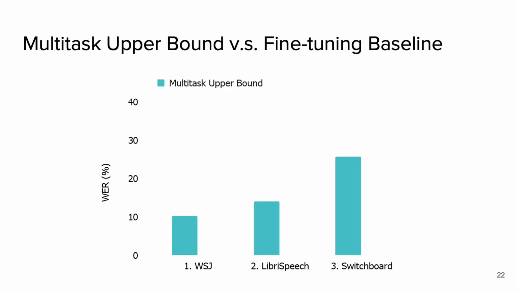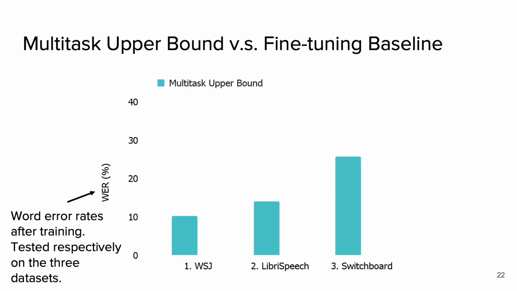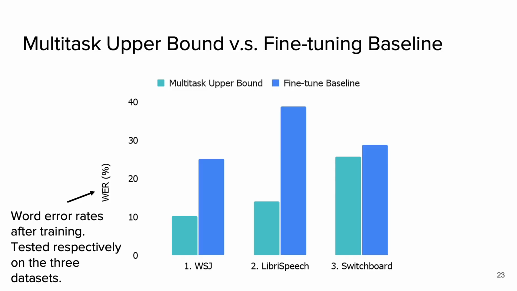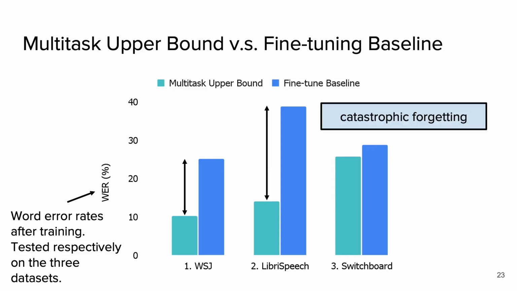We first compare the multitask upper bound and the fine-tuning baseline. This figure shows the word error rates after training with all data. The final models are tested respectively on the three datasets. The blue bars show the results of the fine-tuning baseline. The significant increases of word error rates in the first two datasets clearly demonstrated the phenomenon of catastrophic forgetting.